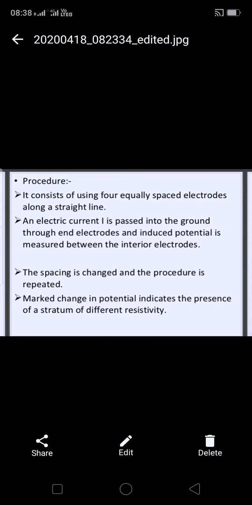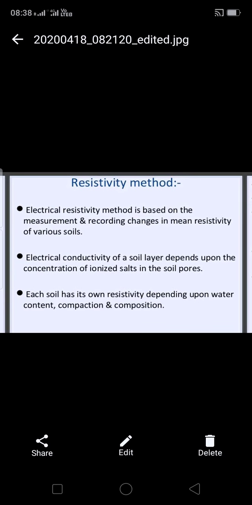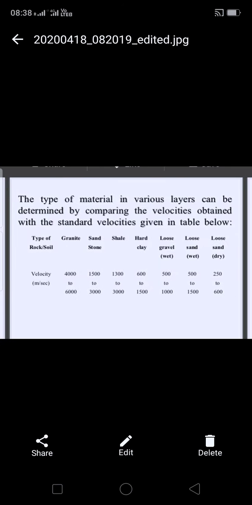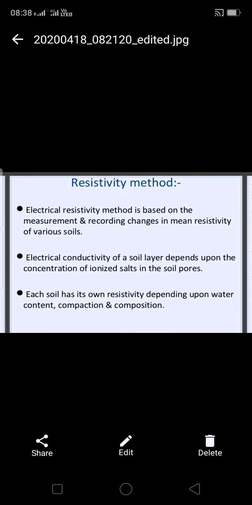This is the procedure. It consists of 4 electrodes, which I already discussed. We increase the distance of the electrodes and see the potential change. A marked change in potential indicates the presence of strata of different resistivity. So these are the two tests generally used in geophysical methods. The first one is the seismic method, and the second one is the resistivity method.